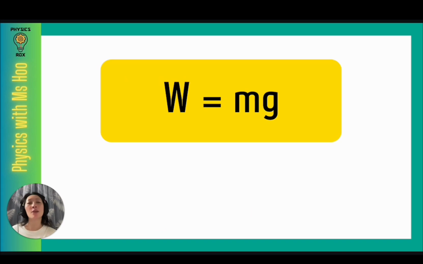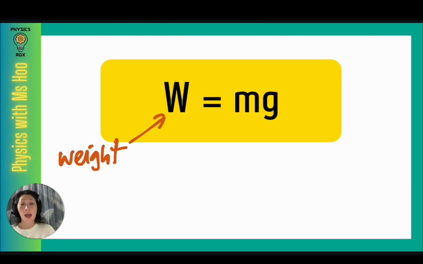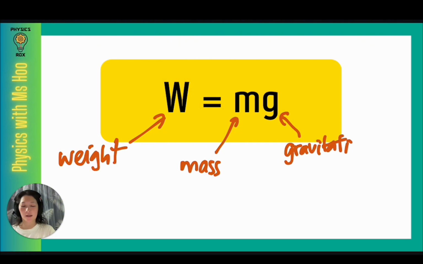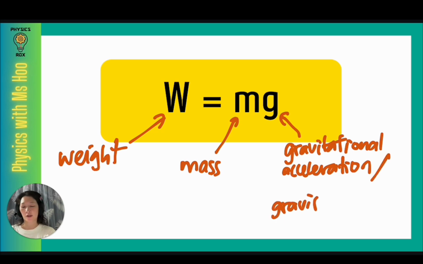So the relationship between mass and weight can be observed from this equation. In this equation, W is the weight, m is the mass, g is the value of the gravitational acceleration. Or, depending on the syllabus that you're taking, sometimes g is known as the gravitational field strength.